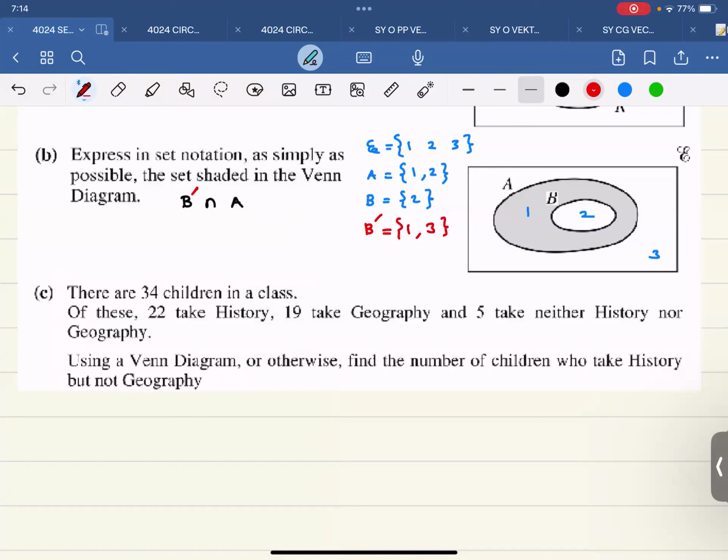Now B complement intersection A. This is A, which is 1 and 2. B complement is 1 and 3. What is common? That is 1. So this 1 is common, which makes perfect sense because that is exactly what I have shaded. So I hope this method is all clear. It's outside of B. That includes this and this, but it's not just B complement. It's the common region with A. So it's B complement intersection A. That's the answer.